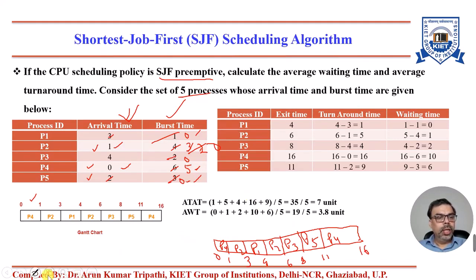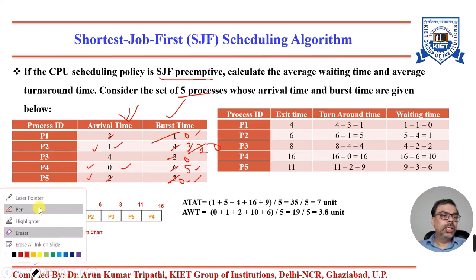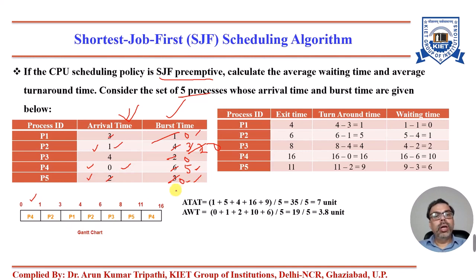So this is the way we can calculate or draw the Gantt chart for each process. Now, once we have drawn the Gantt chart, we have to calculate the turnaround time and waiting time for each process. As usual, as we have done in the previous numerical, the turnaround time for process P1 will be completion time, which for P1 is 4, minus arrival time 3.